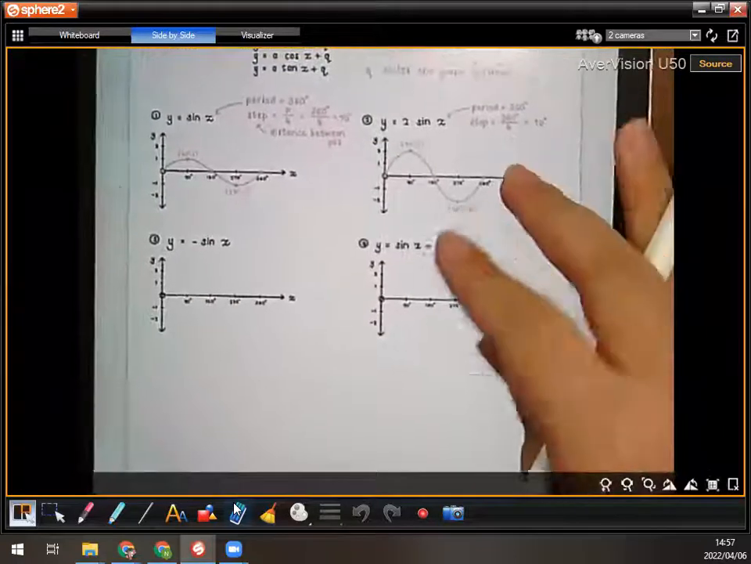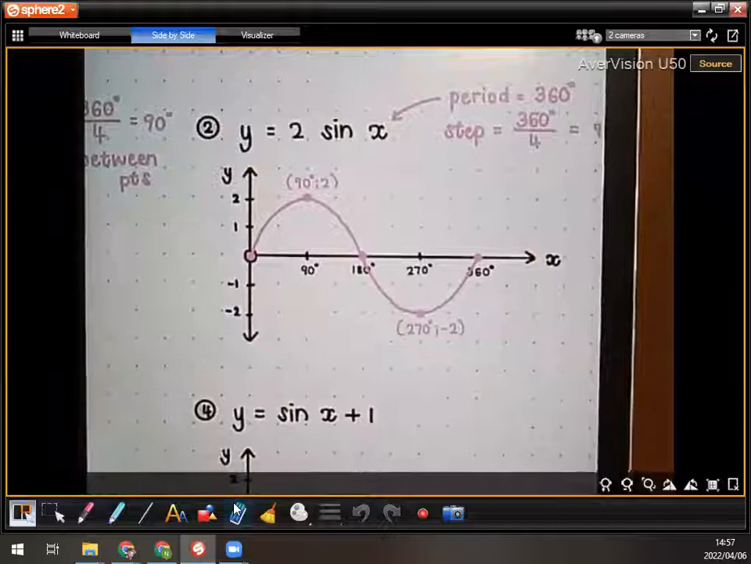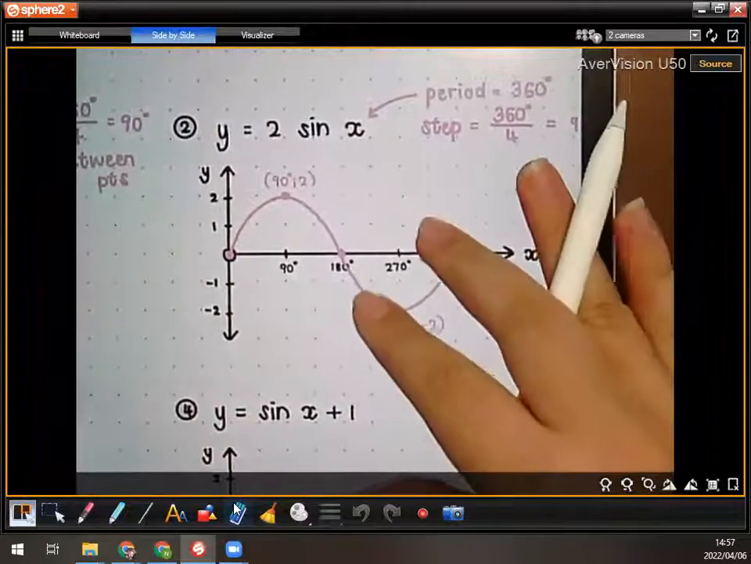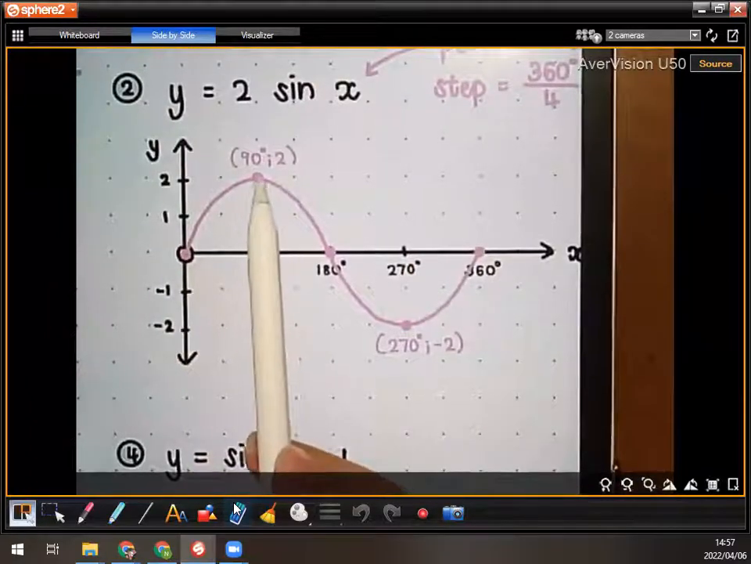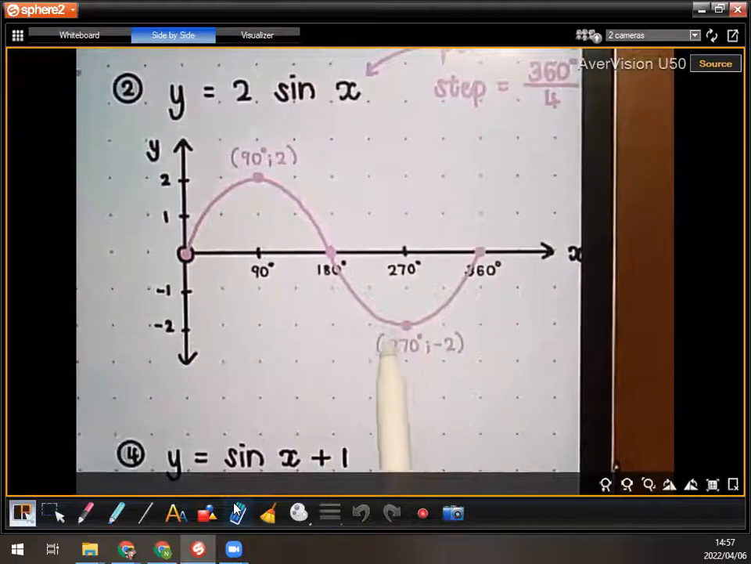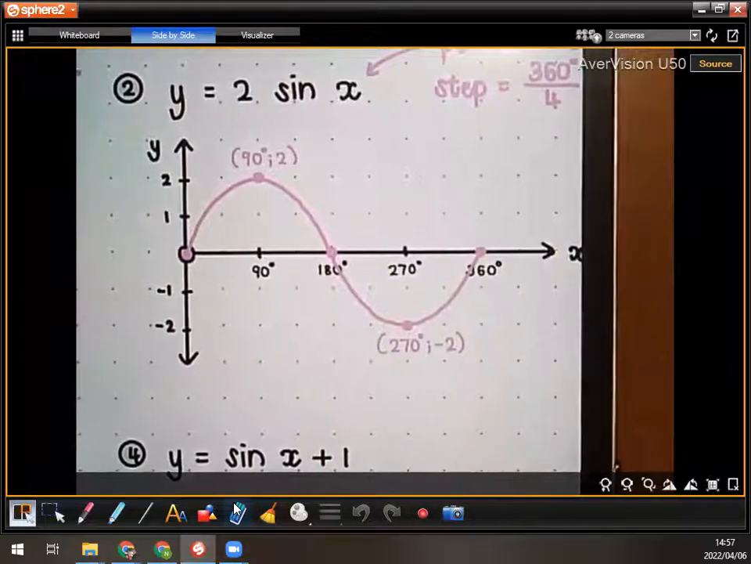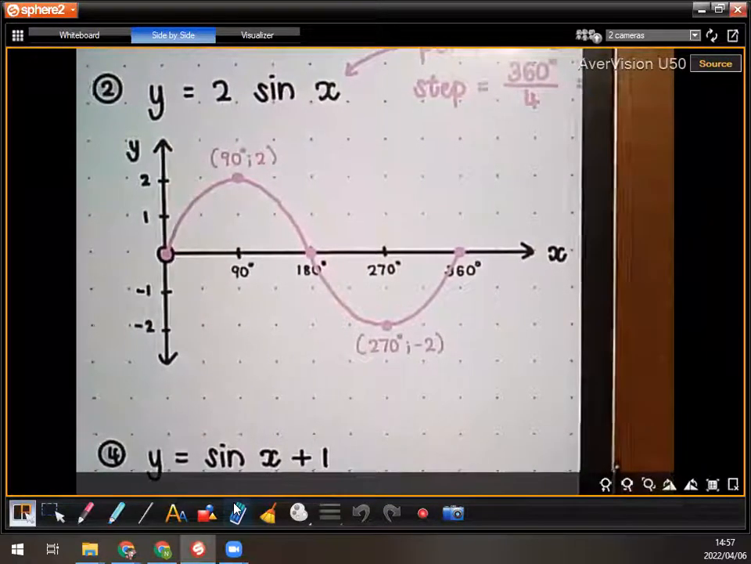Okay, guys, do you have a graph yet? Let's take a look. So now it's still 0, 0, then it's 90 and 2, 180 and 0, 270 and negative 2, and 360 and 0. If you didn't get that, then you must just quickly ask me before you leave to check what's going wrong in the calculator.